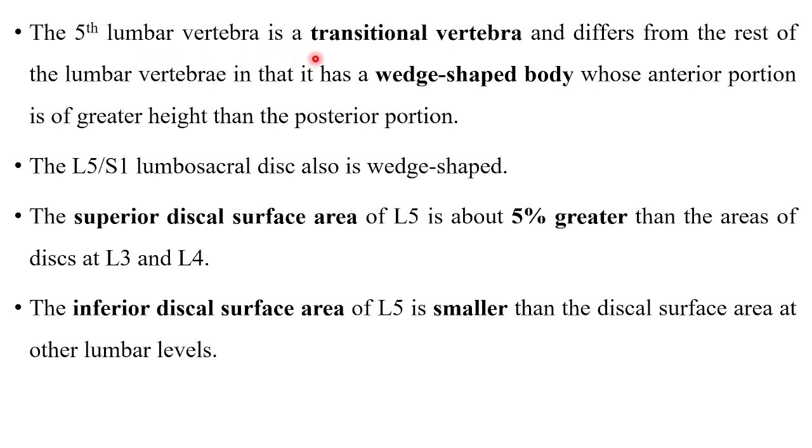The fifth lumbar vertebra is a transitional vertebra and differs from the rest of the lumbar vertebrae in that it has a wedge-shaped body whose anterior portion is of greater height than the posterior portion. The L5-S1 lumbosacral disc also is wedge-shaped. The superior discal surface area of L5 is about 5% greater than the areas of the disc at L3 and L4. The inferior discal surface of L5 is smaller than the discal surface area at the other lumbar levels.